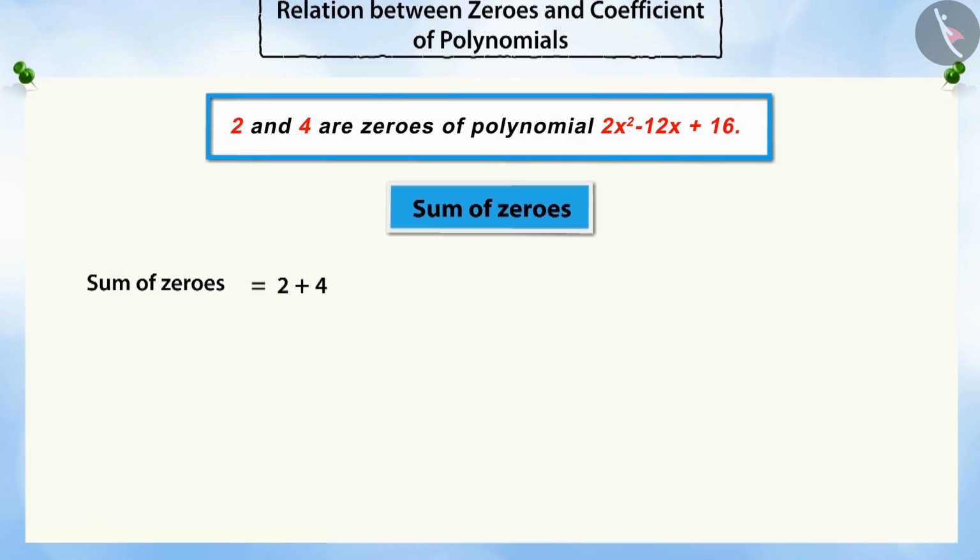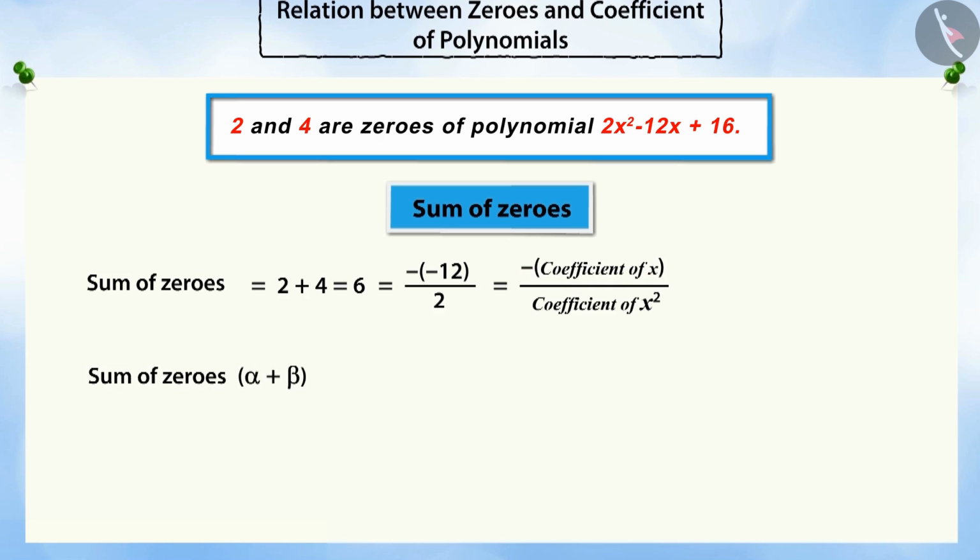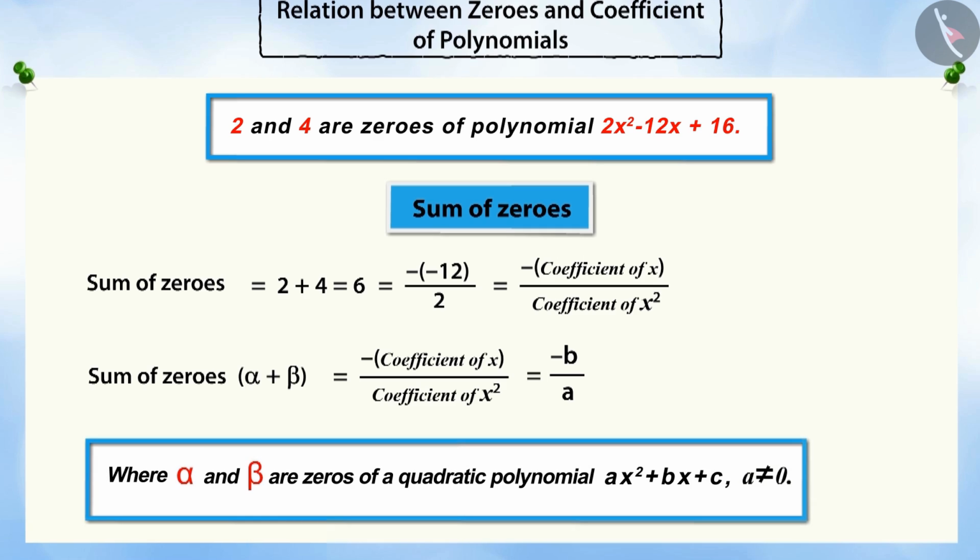If we add the zeros, you will see that the sum of the zeros is equal to the negative ratio of the coefficient of x to the coefficient of x squared of the quadratic polynomial. It can be said that the sum of the zeros of a quadratic polynomial is equal to the negative ratio of the coefficient of x to the coefficient of x squared, where alpha and beta are the two zeros of a quadratic polynomial ax squared plus bx plus c.